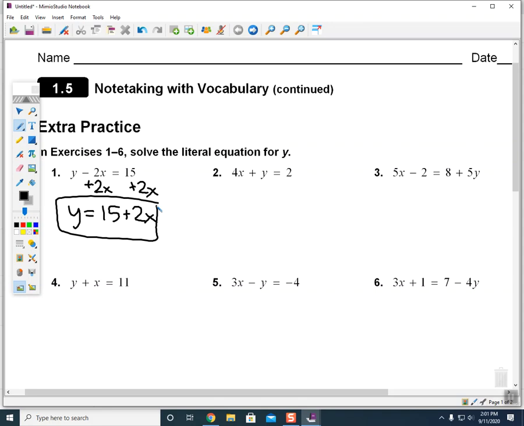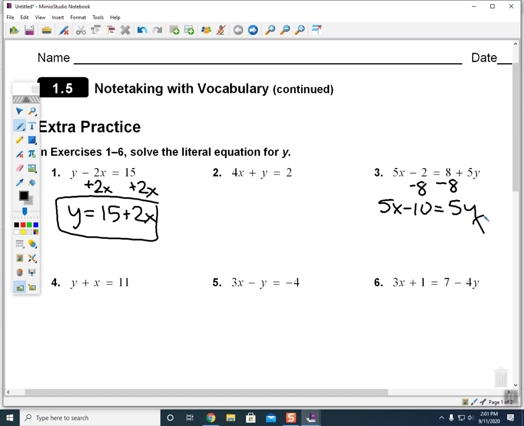Yeah, bring the 8 over. I got to bring the 8 over. How do I do that, AJ? Oh, I don't even know. Actually, I do know. You do know. What is it? You subtract. I subtract the 8 from both sides. Negative 2 minus 8, negative 10. So I've got 5x minus 10 equals 5y.